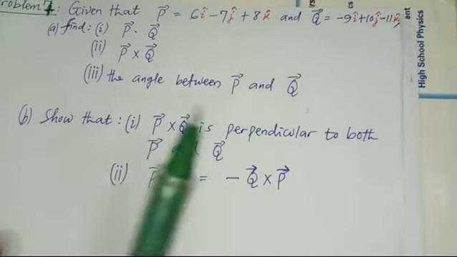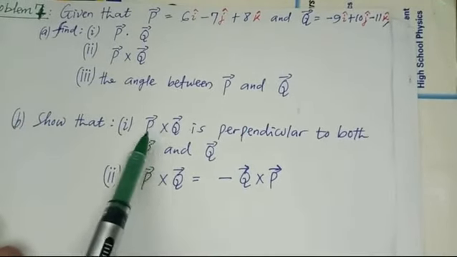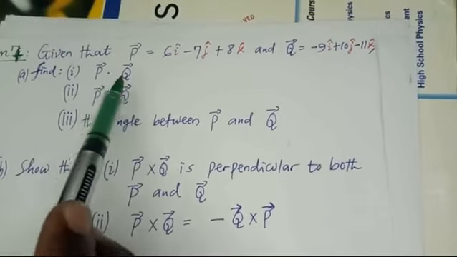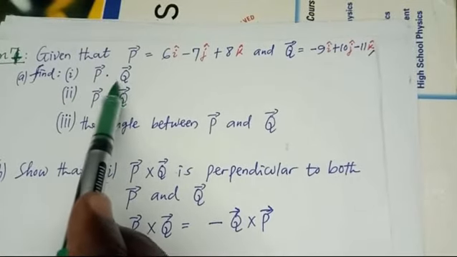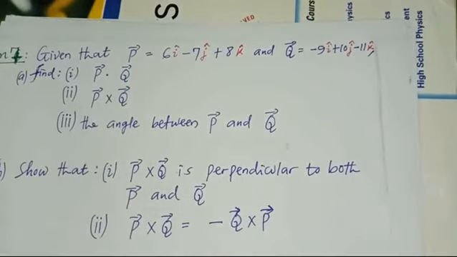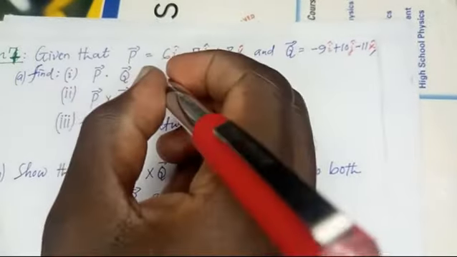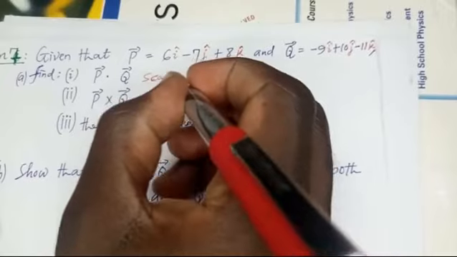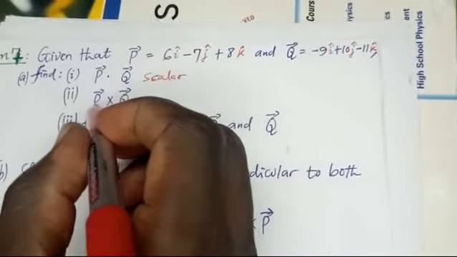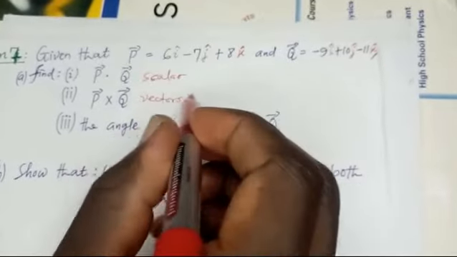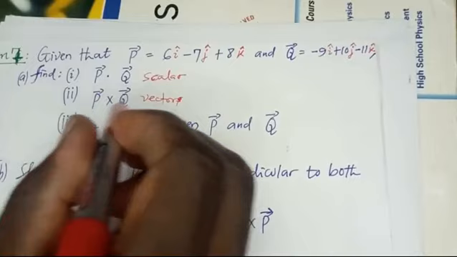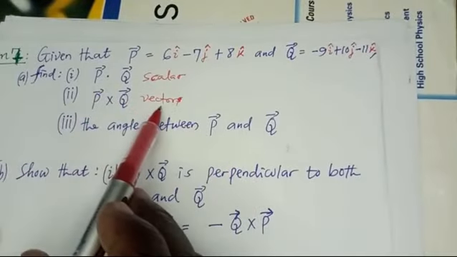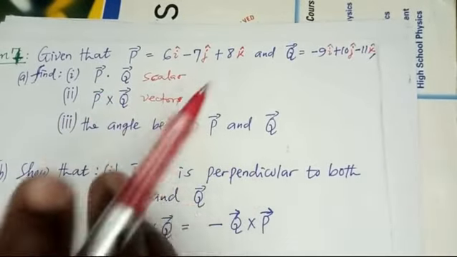Finally, B says we should show that... okay, let me re-explain this. P dot Q, the dot product, will give you a scalar quantity. But P cross Q, the result will be a vector quantity. Meaning if you multiply a vector by a vector in a cross product manner, you will get a vector. In dot product manner, you get a scalar.